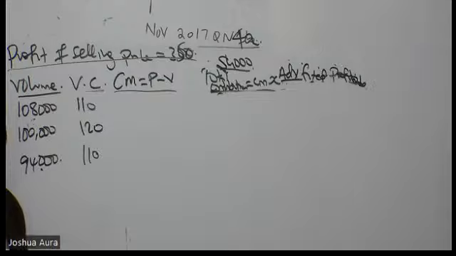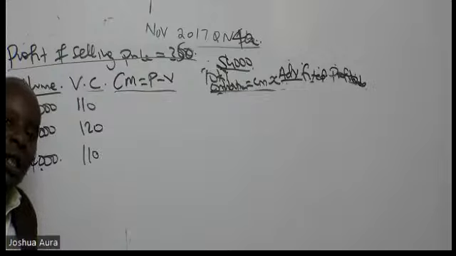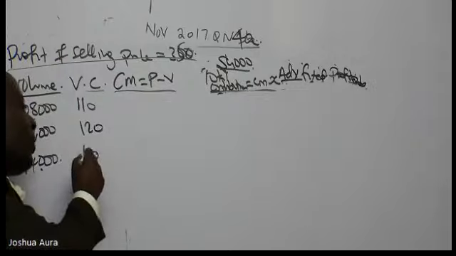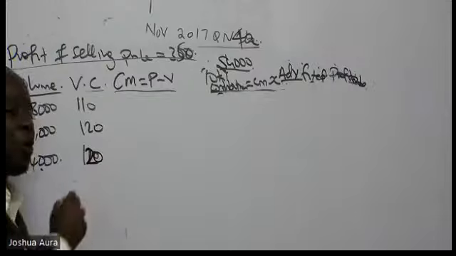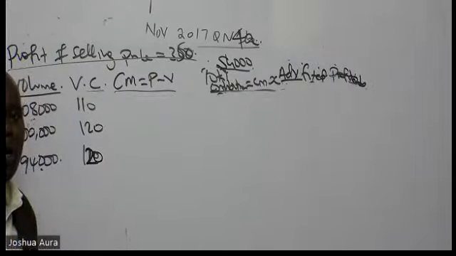You guys are very bright. It's less than 100,000 units. And anytime you produce less than 100,000 units, then the variable cost will be what here? 120, without any confusion. Thank you so much. You stood your ground.